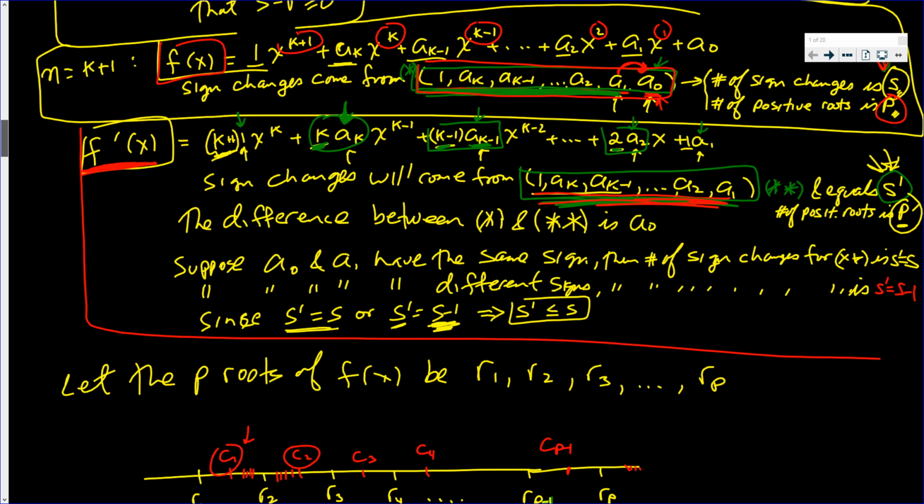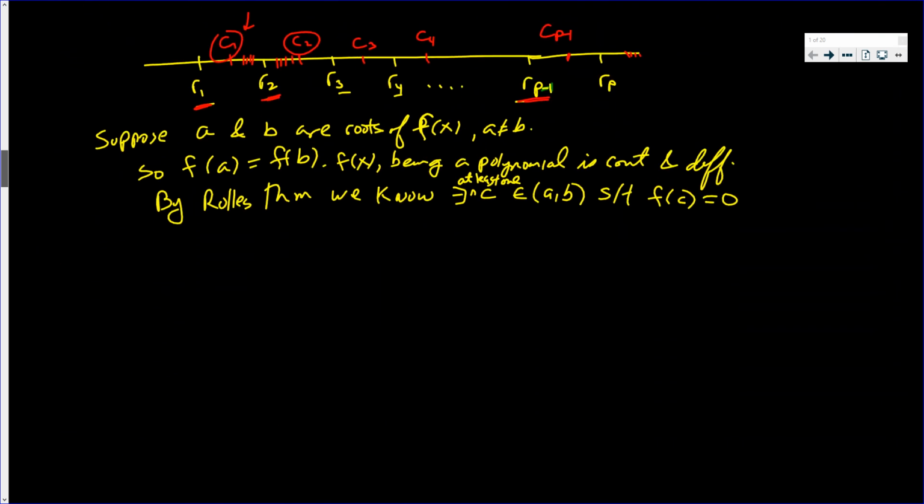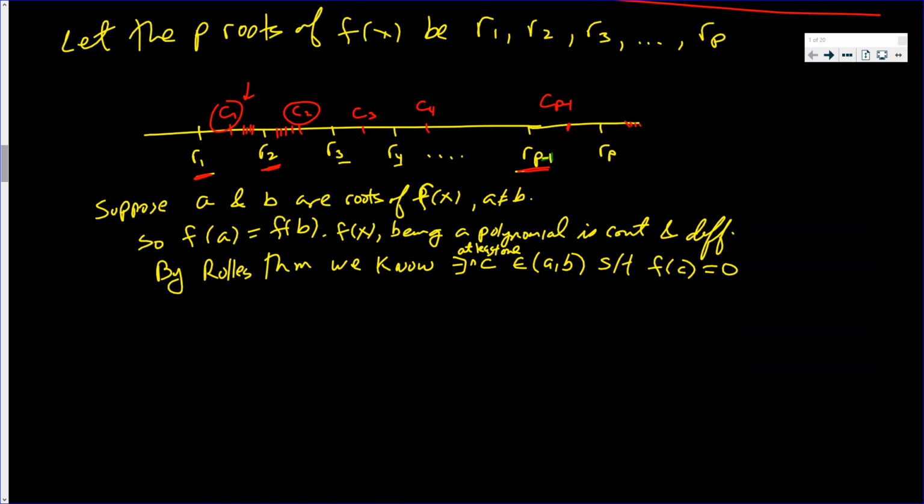So we said here that with respect to the derivative, it has p prime roots. So now, we know that, hence, p prime must be at least p minus 1. This is by Rolle's theorem.